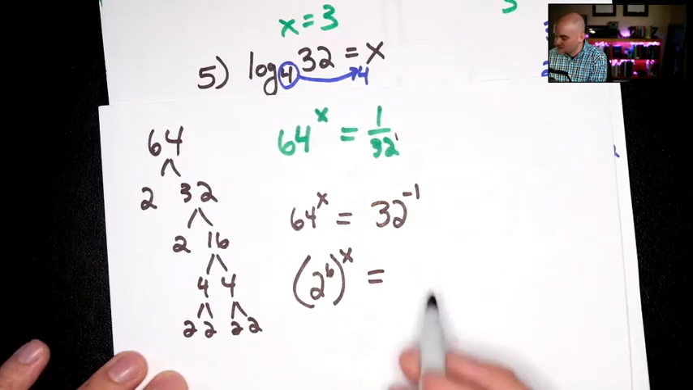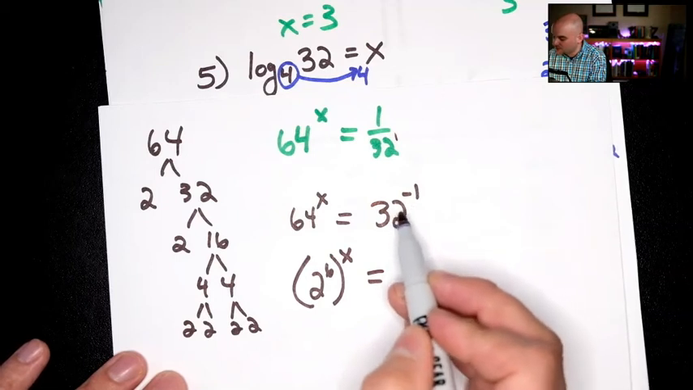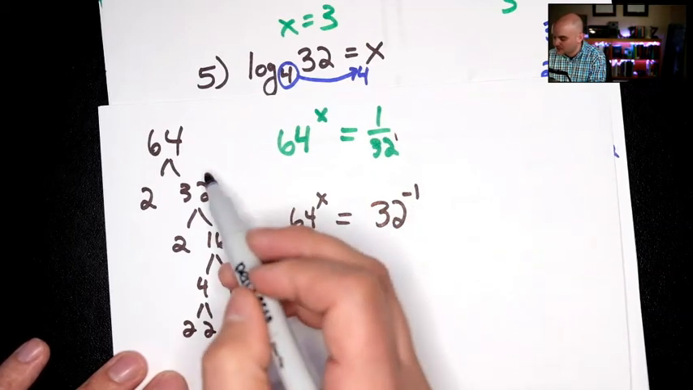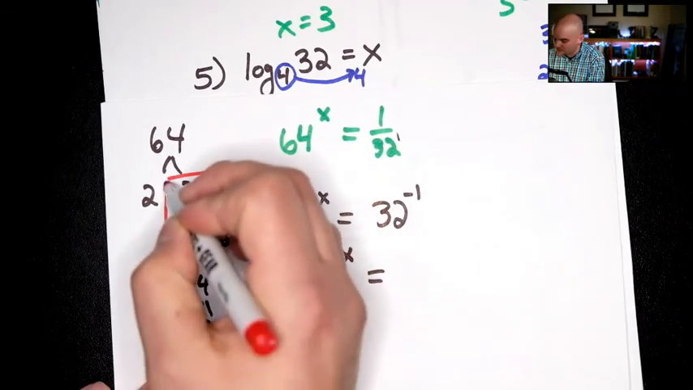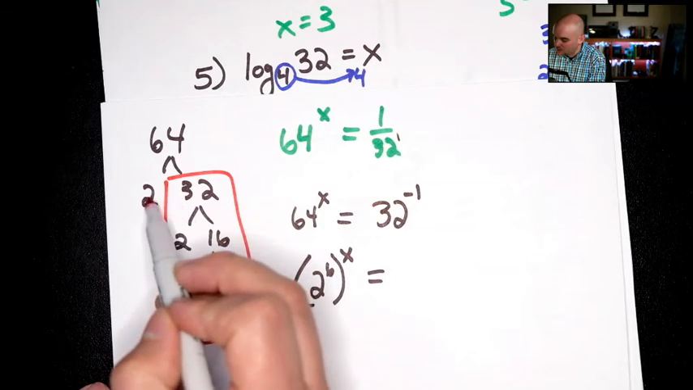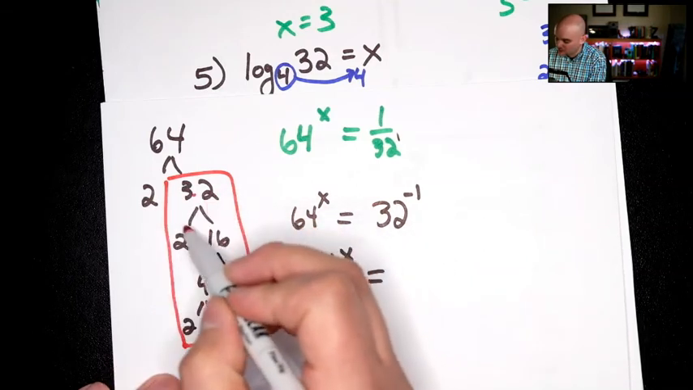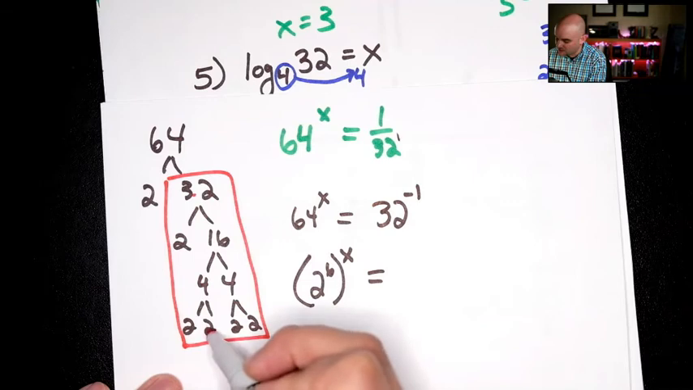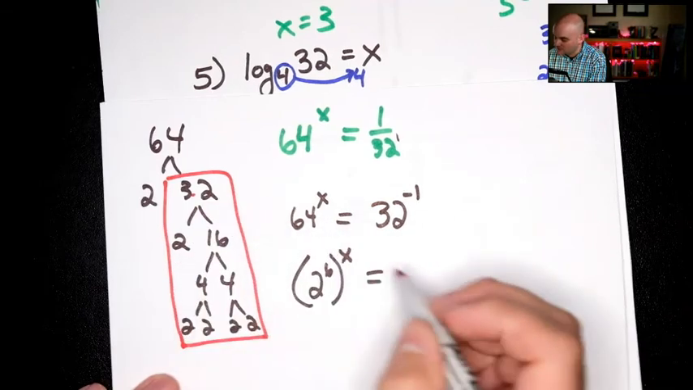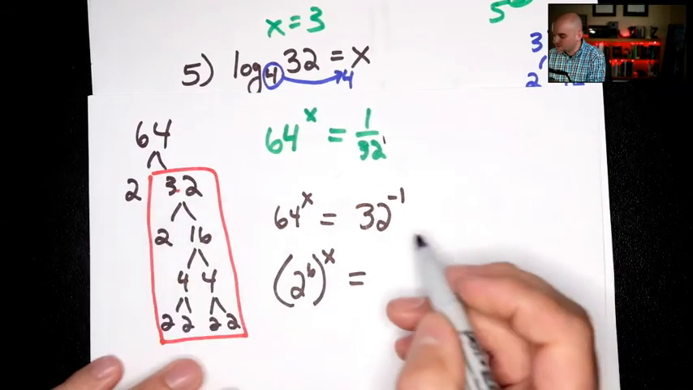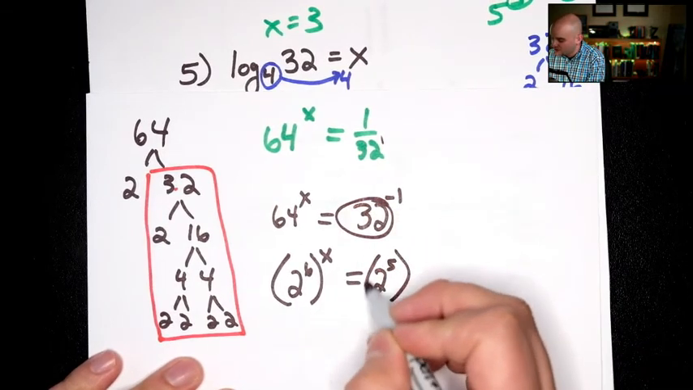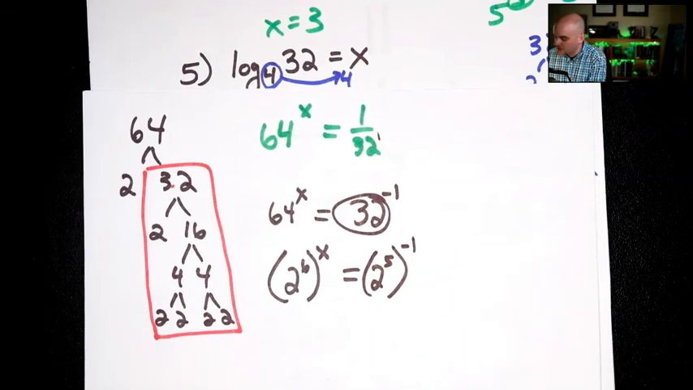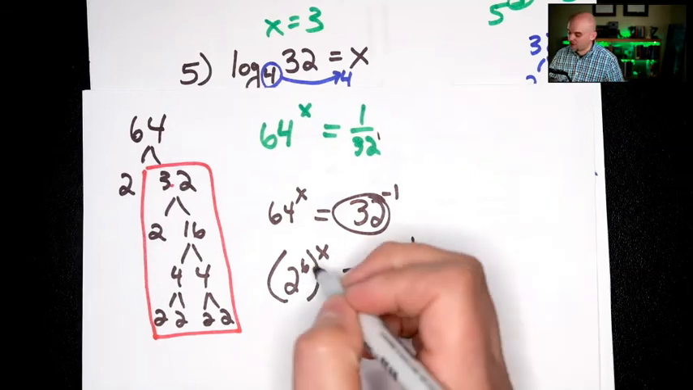That equals, I'm going to do the same thing over here. I'm going to break 32 down into a base of 2. Notice I already did that right here, so it saved me some work. But if I broke 32 down, it breaks down into 2 times 2 times 2 times 2 times 2, or 5 2's here. So this 32 is the same thing as 2 to the 5th, and I'm raising it all to the -1.